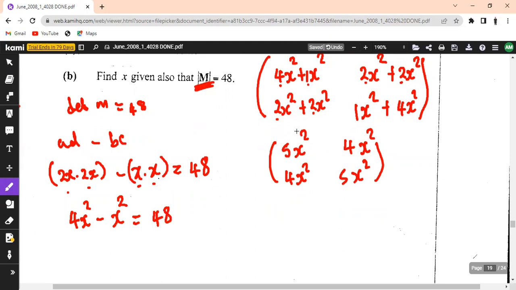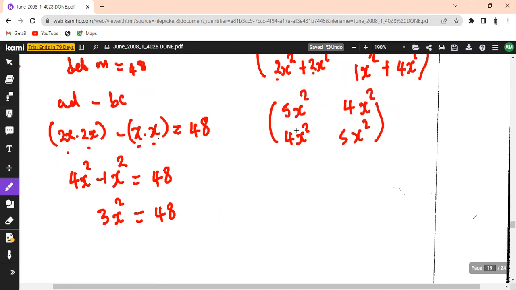Now you have to subtract. Yes, that's 4 minus, this is same as 1. 4 minus 1, that is 3. So you've got 3x squared is equal to 48. All right. Then divide by 3, both sides. Divide by 3, divide by 3 here. So x squared is going to be 3 into 48, which is 16.